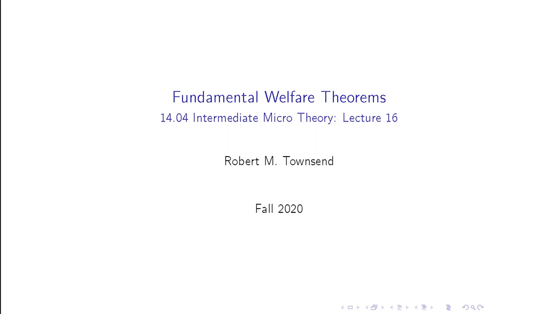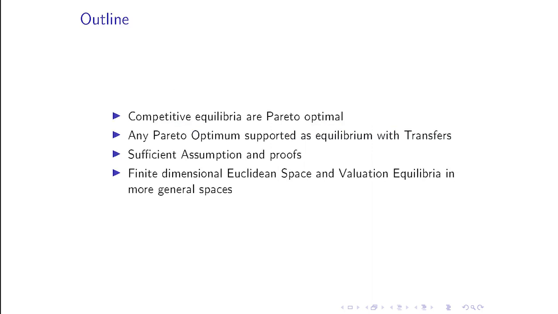So the fundamental welfare theorems, there are two of them. That's going to be the focus today. First one, competitive equilibria or Walrasian equilibria are Pareto optimal. We've defined both concepts earlier, Walrasian equilibria and Pareto optimality, so that's a review. I've mentioned that these welfare theorems are true, but we've never gone through exactly under what conditions and how the proofs go. That's the first welfare theorem.